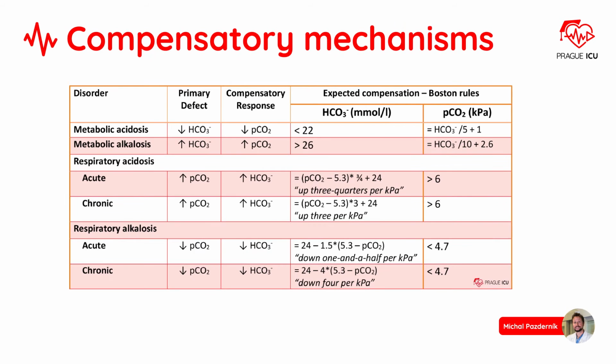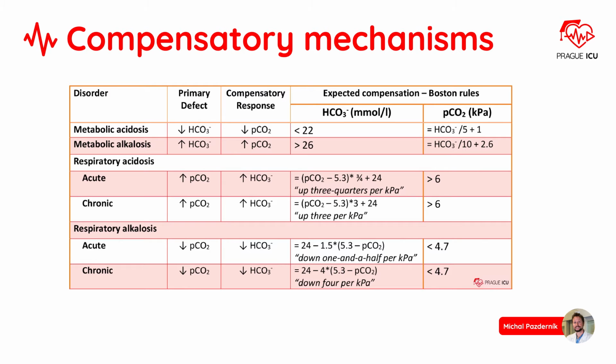Here is a useful figure summarizing compensatory mechanisms in acid-base disorders. In metabolic disorders, we can utilize Boston rules. In metabolic acidosis with decreased levels of bicarbonate, we can quantify the expected decrease or increase of PCO2. In metabolic acidosis, the measured level of bicarbonate is divided by 5 plus 1.